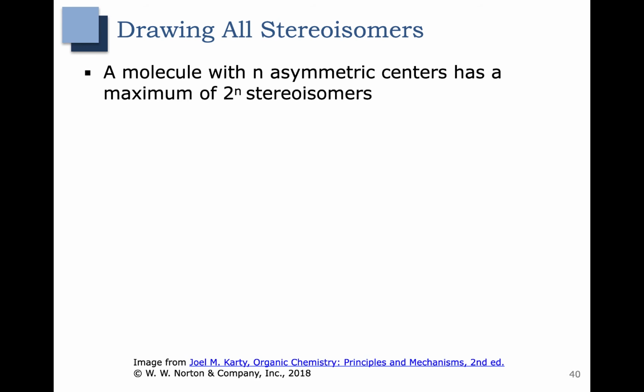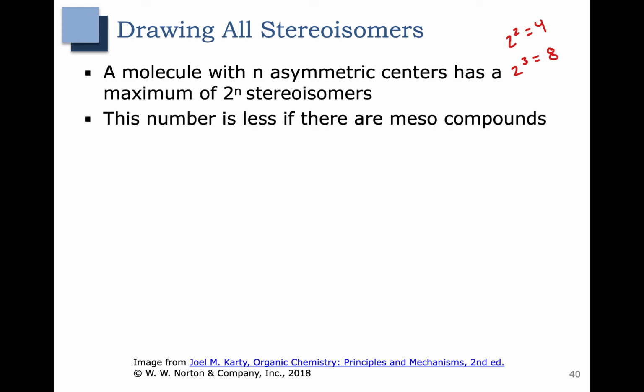If you're trying to draw all the stereoisomers of a molecule, you have to keep in mind that a molecule with n asymmetric centers will have a maximum of 2 to the n stereoisomers. For example, a molecule with 2 asymmetric centers would have a maximum of 2 to the 2, or 4 stereoisomers. A molecule with 3 asymmetric centers would have a maximum of 2 to the 3, or 8 stereoisomers. Keep in mind that this is a maximum. The number can be less if there are meso compounds.